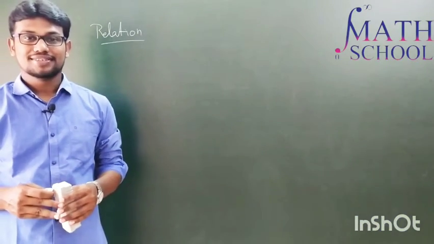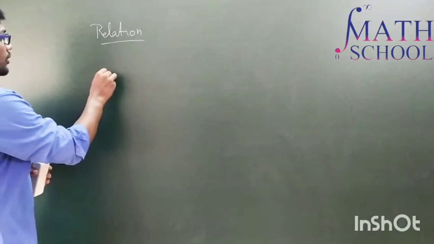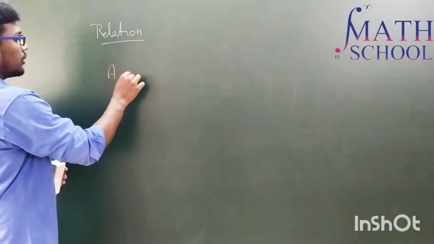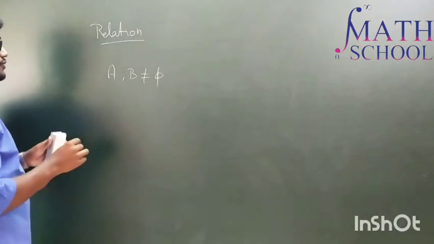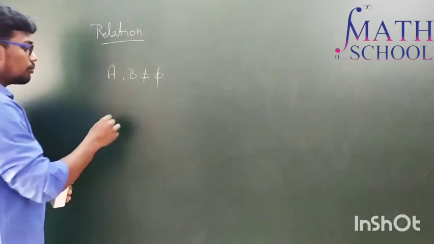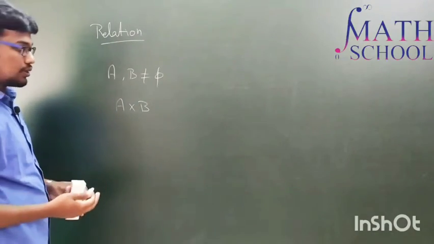Hello everyone. Today we shall see something about relations again. Let us take A and B as non-empty sets. As we have seen, what do we mean by a relation from A to B? Any subset of A cross B is called a relation from A to B, right?